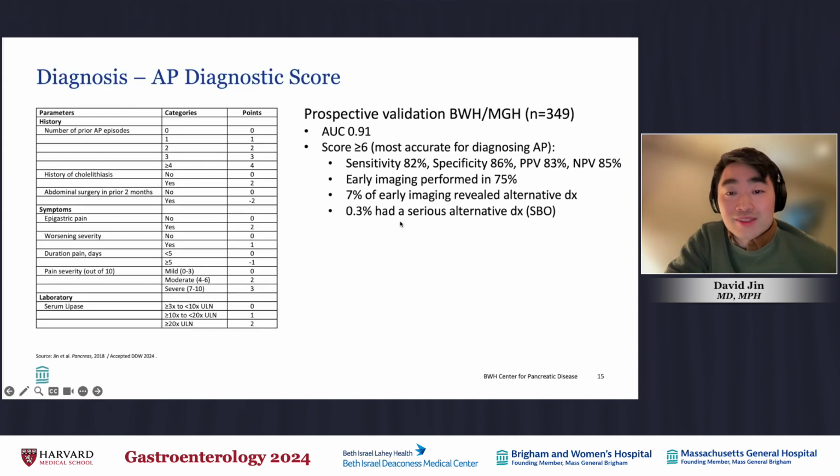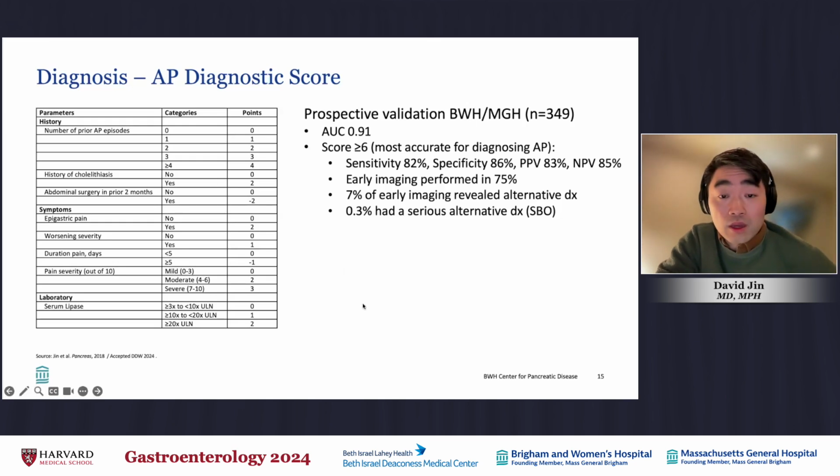And a score of greater than 6 had fairly high sensitivity, specificity, positive predictive and negative predictive values for the diagnosis of acute pancreatitis. In patients who scored greater than 6, only 7% of early imaging revealed an alternative diagnosis, and very few, 0.3%, had a serious alternative diagnosis, which was one case of small bowel obstruction. So this is a tool we can employ nowadays as a way to avoid CT imaging, especially early on in the disease.